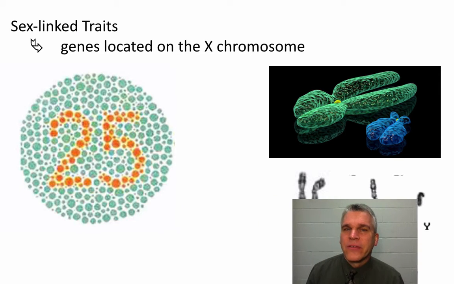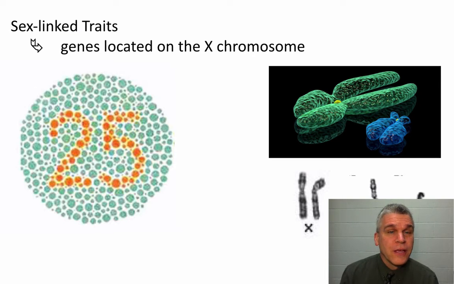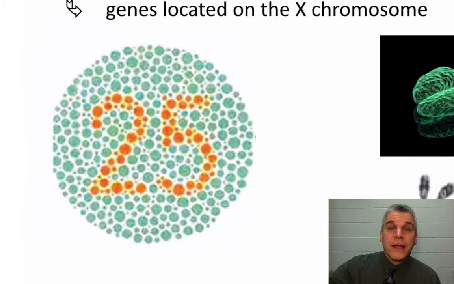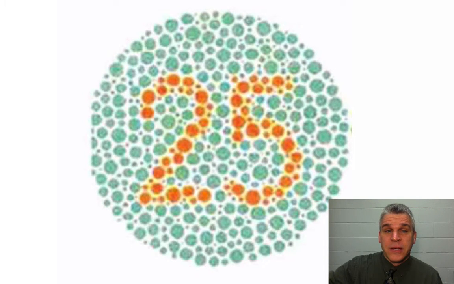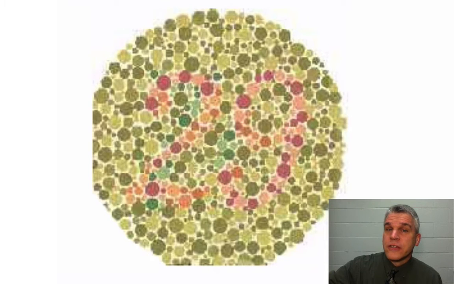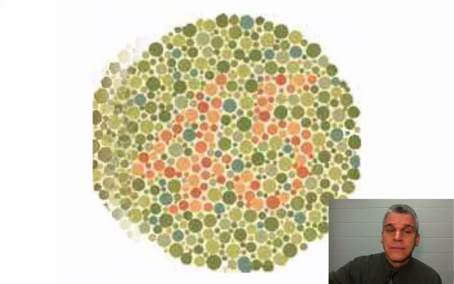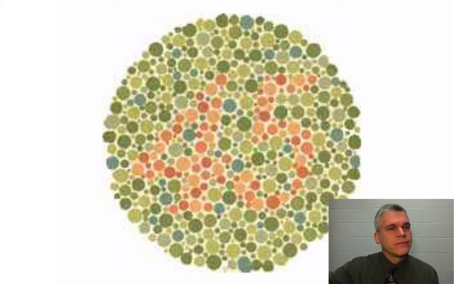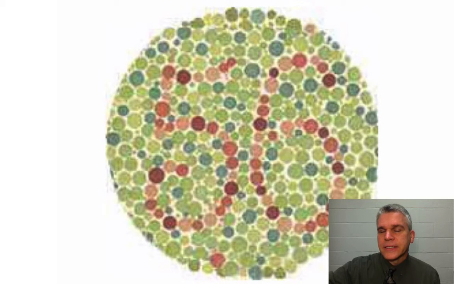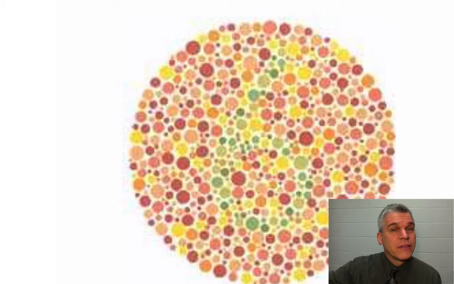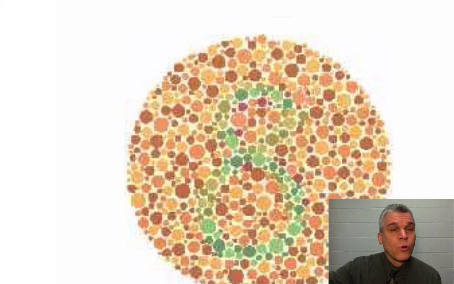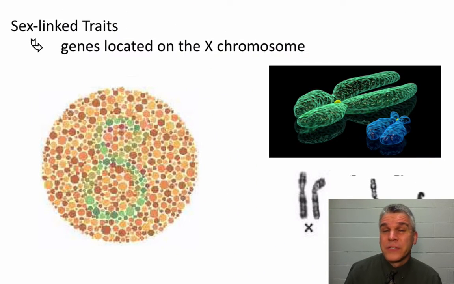A common example of an X-linked trait is color blindness. So you can do different types of tests. You should see a 25 right now in that set of circles. This is just a control test. Everybody should be able to see the 25. But you may not be able to see all of these numbers. For instance, do you see the 29? Or 45? How about 56? How about the number 6? Or 8? If you are unable to see those numbers, you might have some type of color blindness.